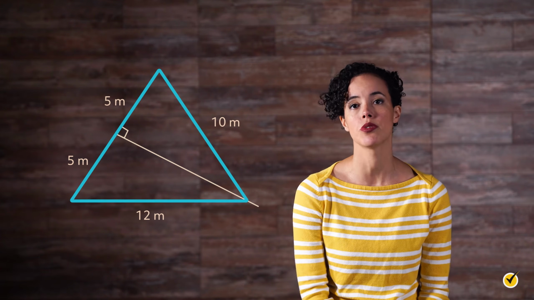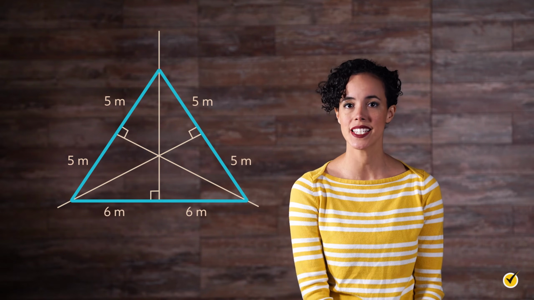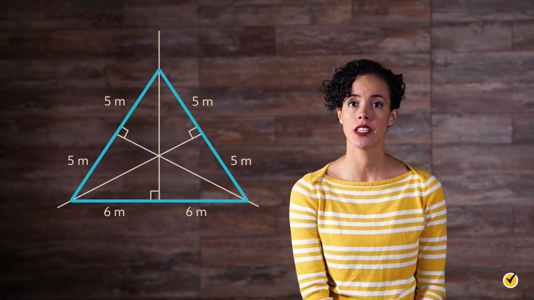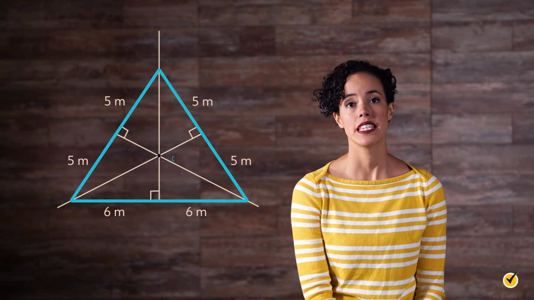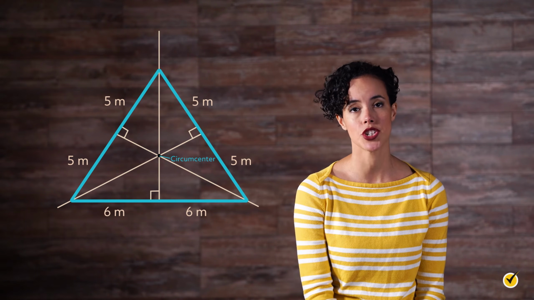It cuts through another side. That's totally fine. Let's do the same thing with the other 2 sides. As we can see, all of our sides have perpendicular bisectors, and all 3 of our bisectors meet at a point. This point is called the circumcenter of the triangle.